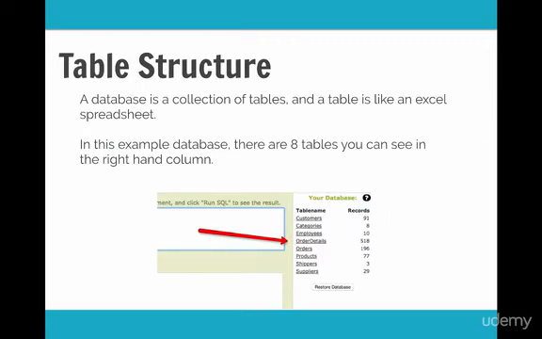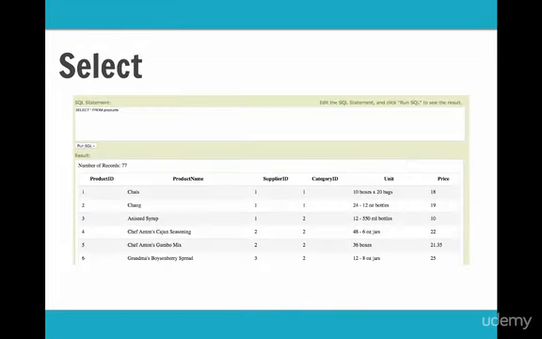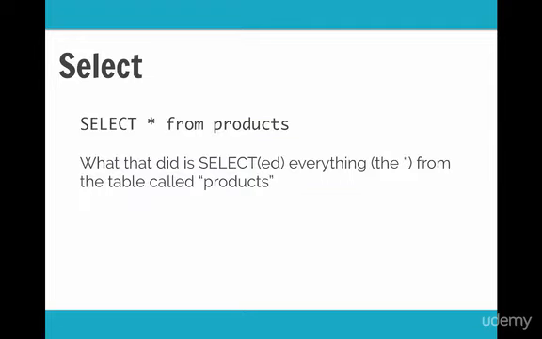Now, if we go back, you can see that there's a table name called products. And so what this statement is doing is it's saying, show me all of the data that is contained in the table name products. That's exactly what this statement is doing. As you can see in enlarged form, this is selecting everything from the table called products.